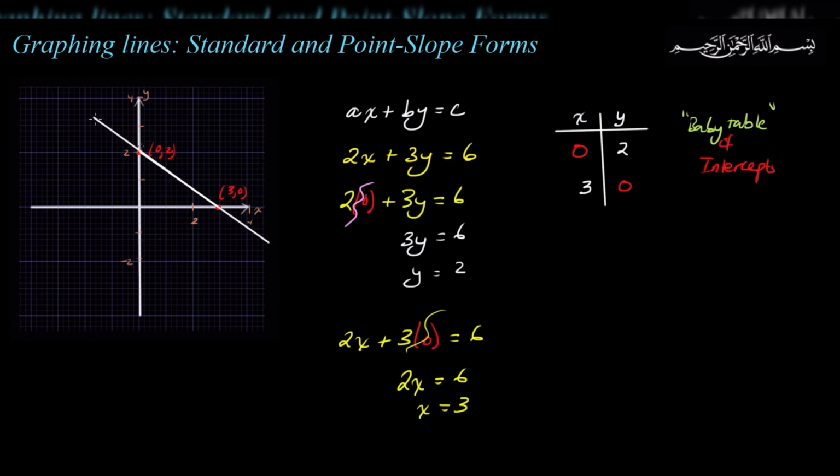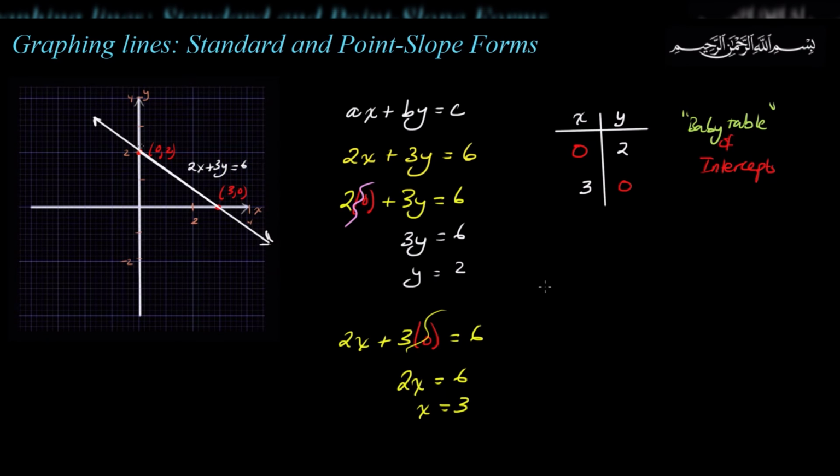Ta-da! And there's our line. That's easy enough. And if you wanted to, you can label the line in the graph. You can say this line is 2x plus 3y is equal to 6, like this.